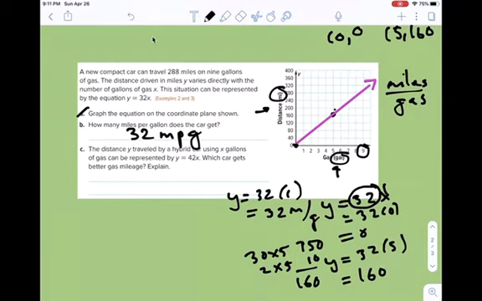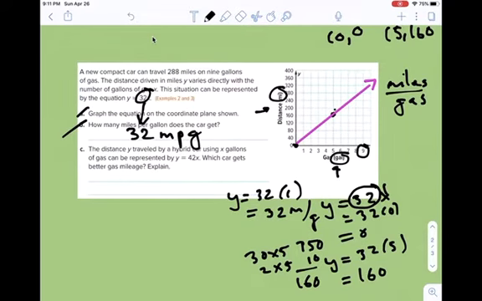All right. Now, letter C. So B is checked off. Letter C, the distance y traveled by a hybrid car using x gallons of gas can be represented by y equals 42x. Which car gets better gas mileage? Well, the better gas mileage would generally mean it's higher gas mileage. And we figured out that our gas mileage is our rate, right? So the rate on this one was 32.